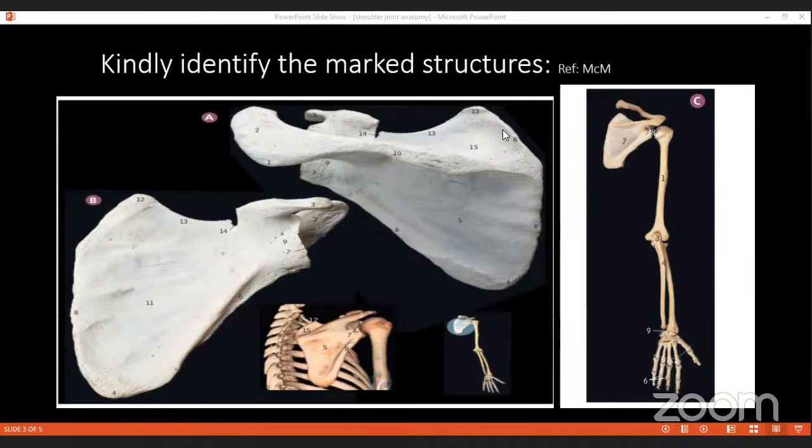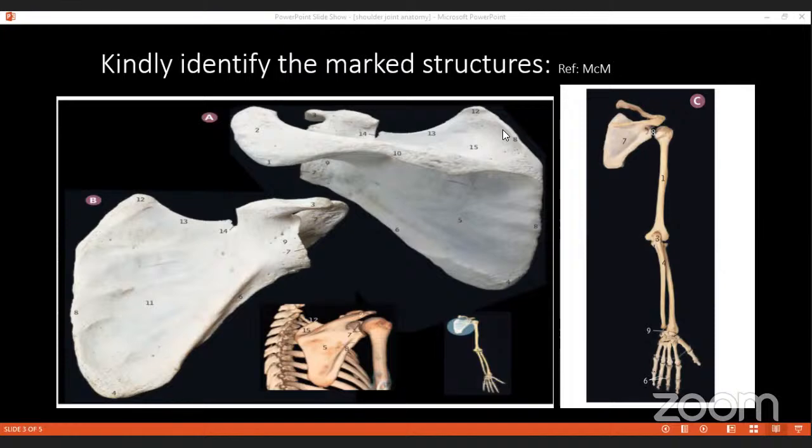The contents are basically the axillary nerve and the posterior circumflex humeral vessels. And the triangular spaces: there are medial and lateral.